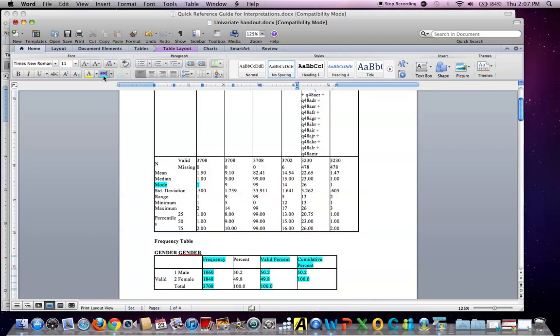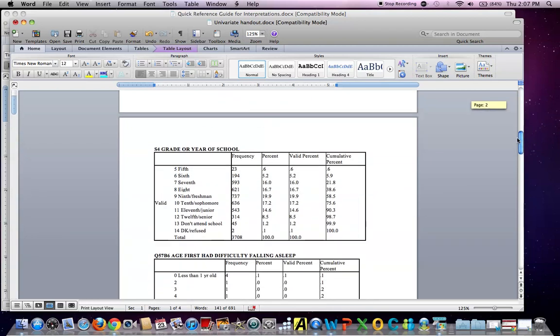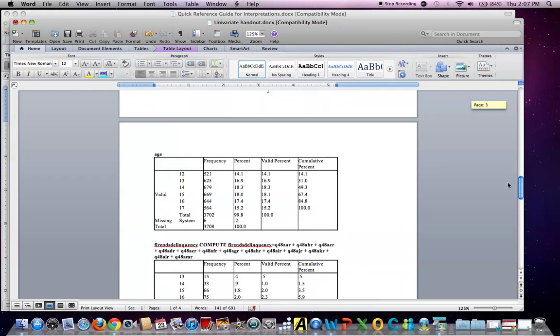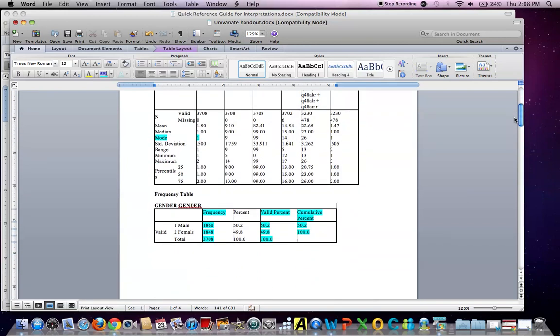The reason why we don't focus on the percent column is that it includes missing data for the most part, and you don't want to include missing data in your interpretation of your percent. So we focus on the valid percent or the cumulative percent, and I'll show you how to use the cumulative percents in time.